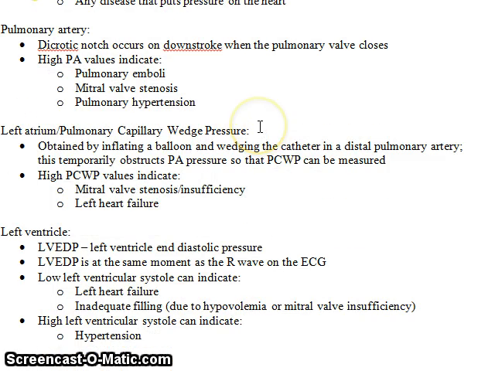Okay, so the pulmonary artery, remember your dicrotic notch occurs on the downstroke. Here are some causes of the pulmonary artery pressure being high. Pulmonary embolus, mitral valve stenosis. Now that one's kind of a stretch, but I'm going to demonstrate that here in a video in just a minute. Pulmonary hypertension.